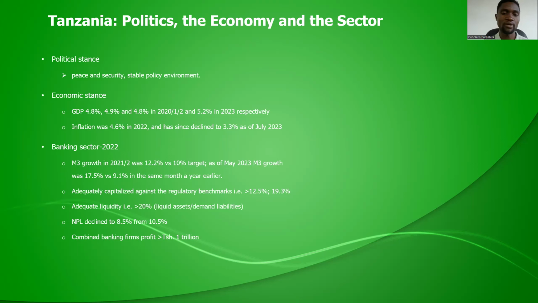Then of course non-performing loans in the sector have been going down to 8.5% from 10.5% a couple of years ago. For the very first time in Tanzanian history, the combined profits of banking firms exceeded 1 trillion shillings. And CRDB is one of the top two most profitable banks in Tanzania, so they are quite a significant contributor to the 1 trillion shilling mark in the profit share of this industry. So let us know if you have any questions.